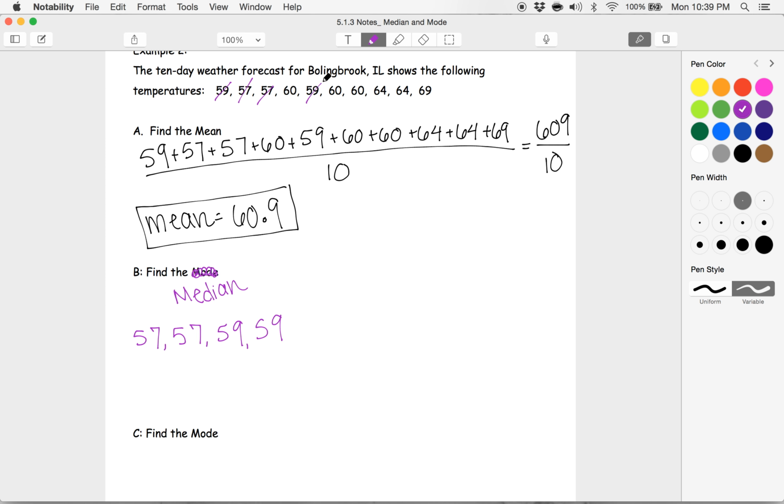All right, now we've got 1, 2, 3 60s. 3 60s. 1, 2, 3. And it looks like I have 2 64s and a 69.